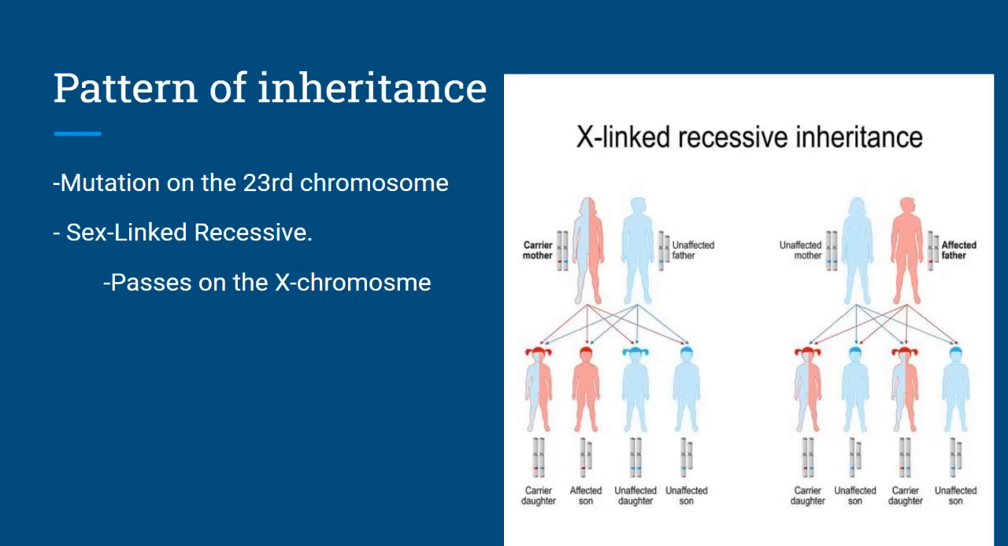The pattern of inheritance is X-linked recessive, which means the gene is on the X chromosome. Because men only have one X chromosome, in order for a man to have colorblindness, they need one X chromosome that has the recessive trait for colorblindness from one parent. And this is why they get it more often. Women, however, to be colorblind, need a gene from both of their parents.